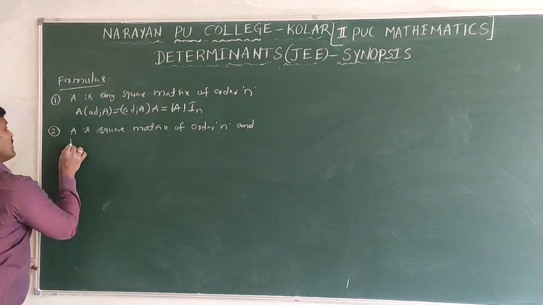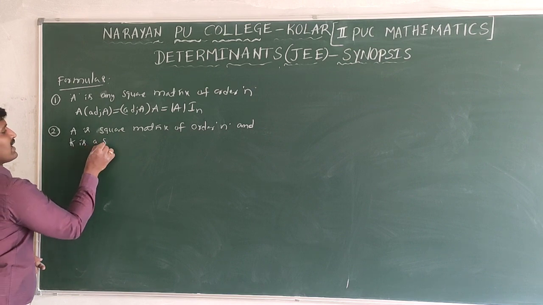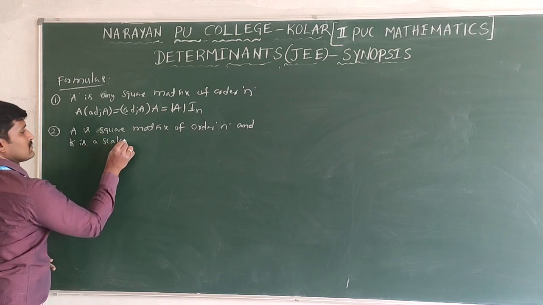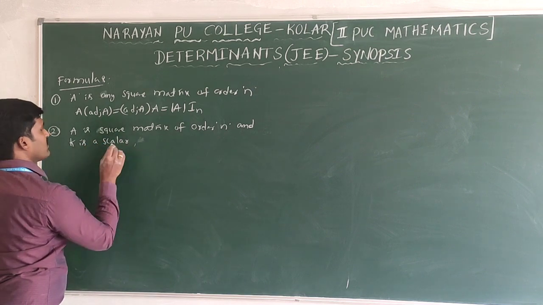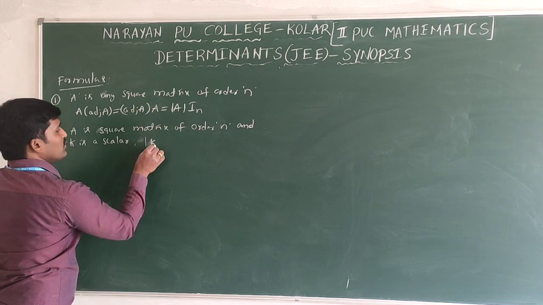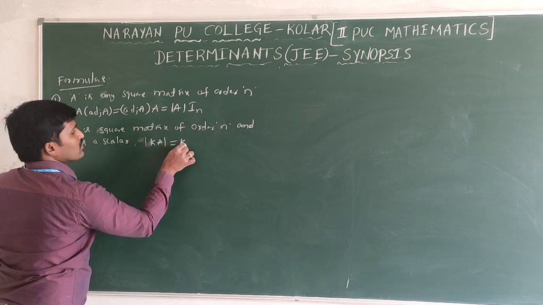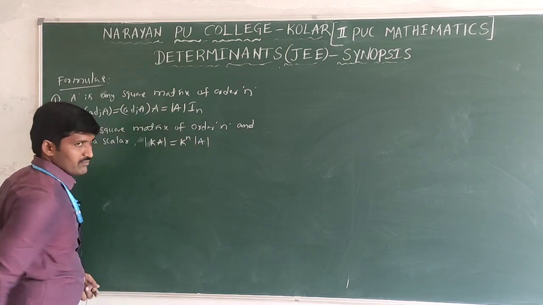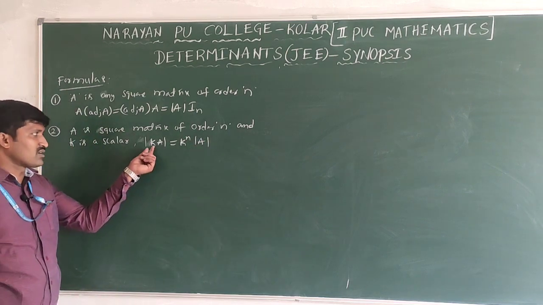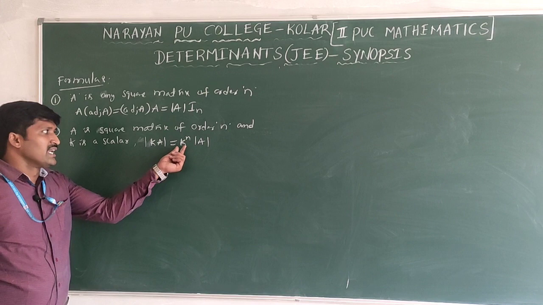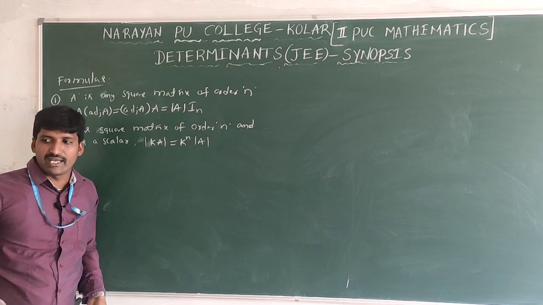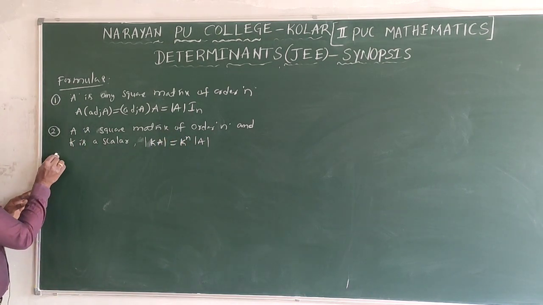And K is a scalar. Then det of K into A equal to K power n into det A. K is a constant, and it comes out of the matrix determinant as K power n into det A. Next, third one.